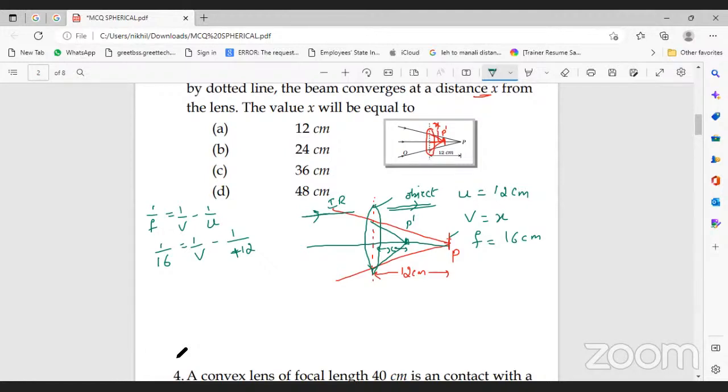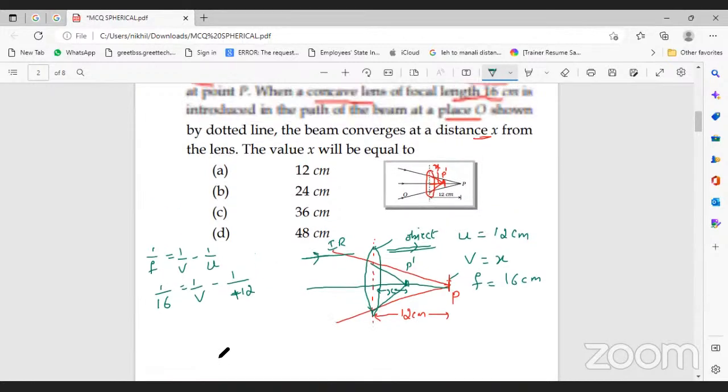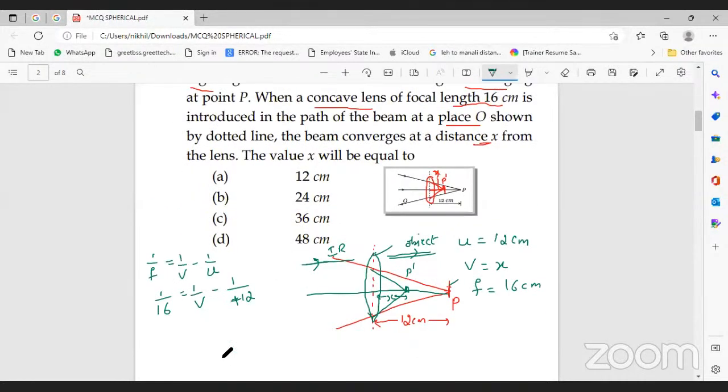So is it 48 centimeters, sir? It is 48 by 7, sir. So it's 48 by 7. The option is not there. So check where we have done wrong.